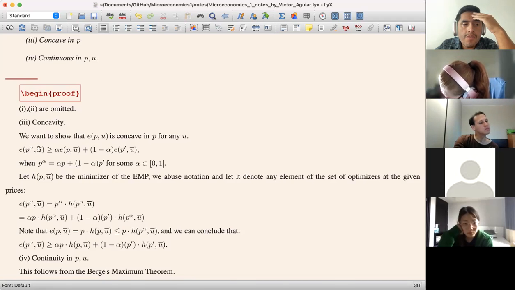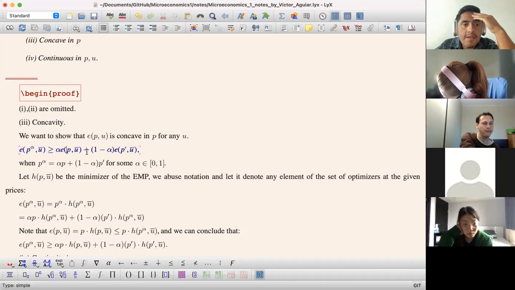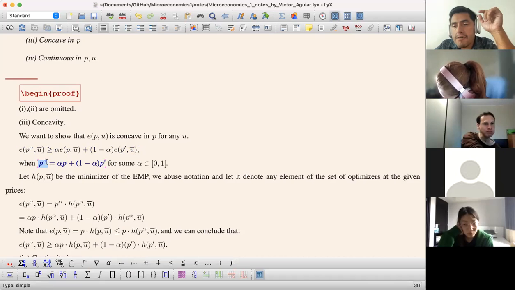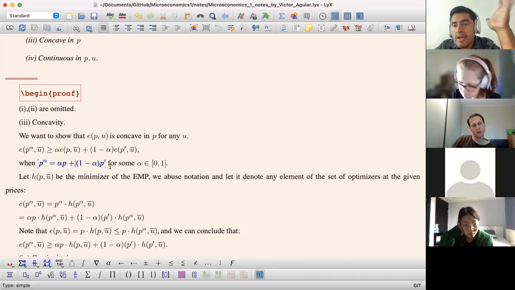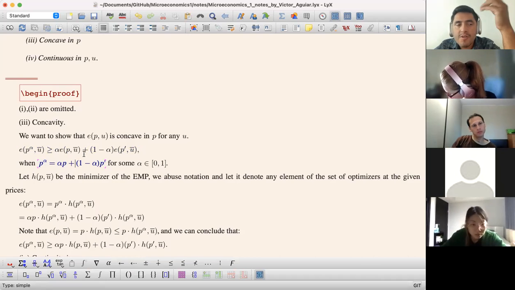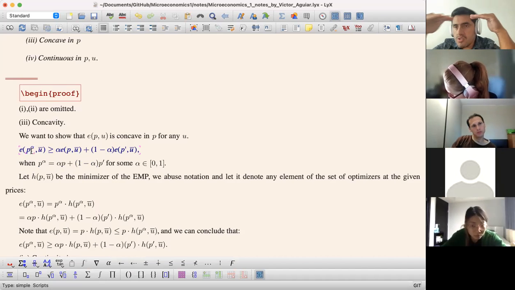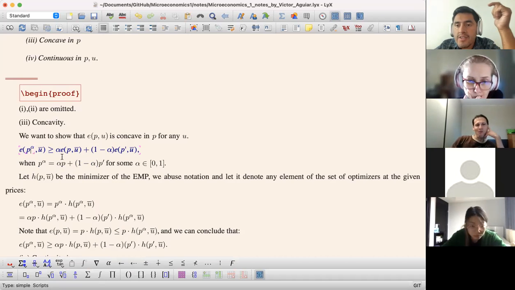So take a convex combination of prices. Say I have P and P prime, and call the convex combination of such prices P alpha. P alpha is alpha P plus 1 minus alpha P prime, for any alpha between 0 and 1. Now, concave in prices, for any function with any number of variables, means that the expenditure of P alpha for a fixed U (U is always fixed in this whole exercise, it never changes, only price changes) is greater than or equal to alpha times E of the original price plus 1 minus alpha times E of the second price, okay?